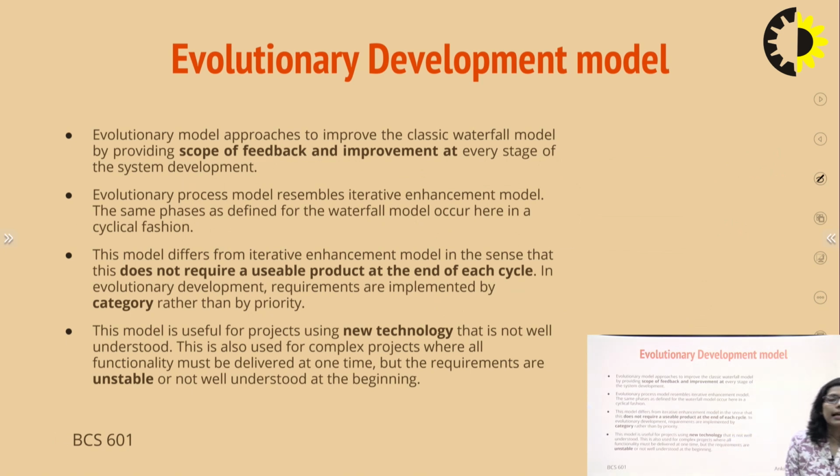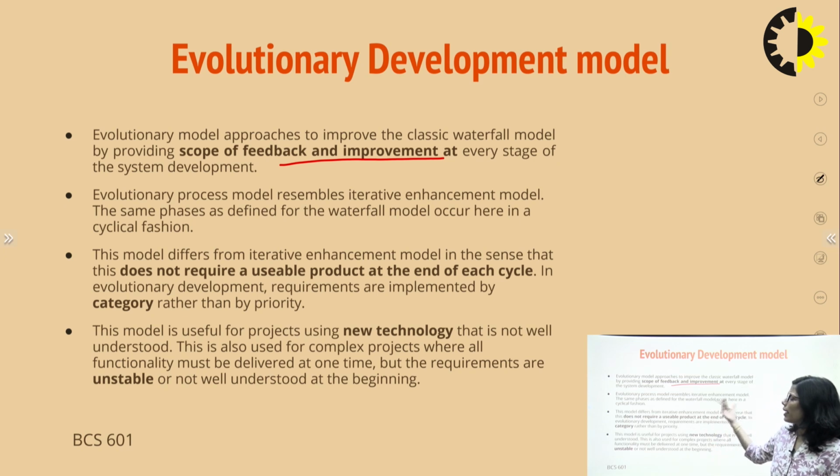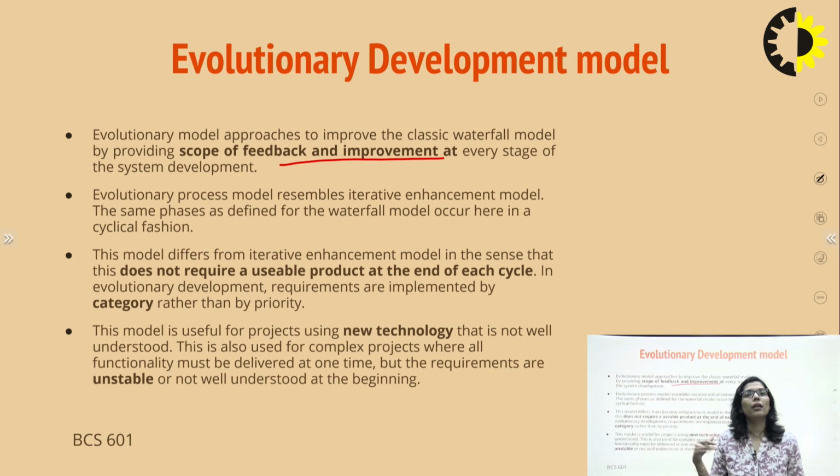Now it says that when the software or the requirements are difficult to use, difficult to understand, we follow this evolutionary development model, in which we provide a scope of feedback and improvement at every stage of the system development. It means that suppose we are just beginning with the requirement phase. Now in the requirement phase, we want the feedback from the user. So we can just inculcate that feedback part in the requirement phase.